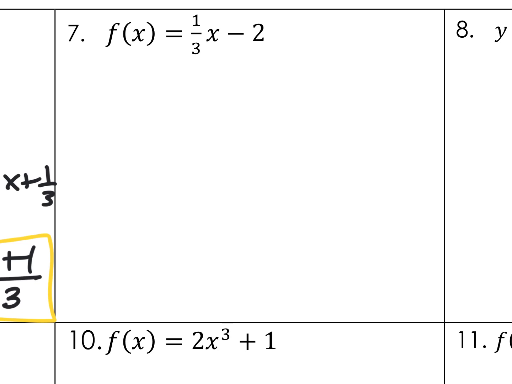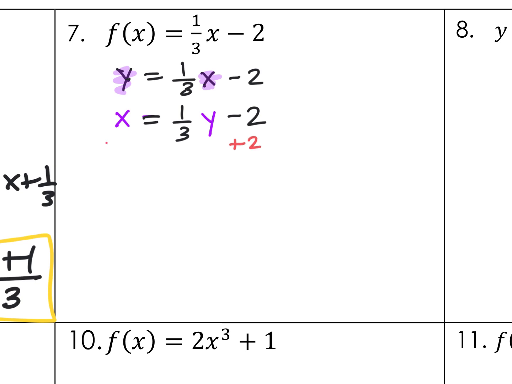Number 7. Replace f of x with y, because that's just another way to say the output value. 1/3 x minus 2. Now you're going to swap these, x and y. Interchange them. X is equal to 1/3 y minus 2. Okay, don't try and make this right side more complicated. You're trying to get y by itself, so you're doing reverse order of operations. What moves first? The 2. Okay, now you're with me.